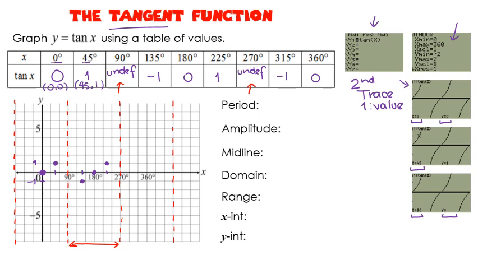270 gives us that vertical asymptote. 315 is -1. So 315 is in between 270 and 360, so we're going to have this point right here. 360 is equal to 0, so we'll have a point right on the x-axis. And I'm just going to follow this pattern.